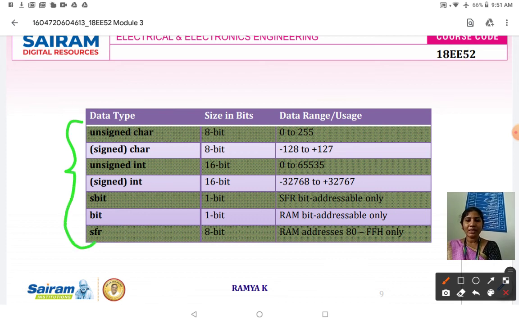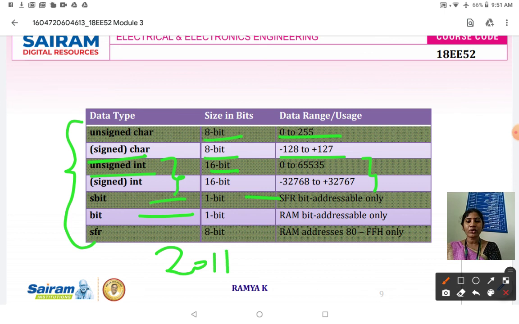The data type is unsigned char, with its size in bits and data range. Likewise, signed char is also 8-bit and the data ranges from -128 to +127. Both signed int and unsigned int are 16-bit data types, and the data range is given here. Sbit is SFR bit-addressable only. Bit is used to access one bit in the bit-addressable memory area that ranges from 20H to 2FH. SFR is a special function register, accessing 8-bit RAM addresses 80H to FFH only.